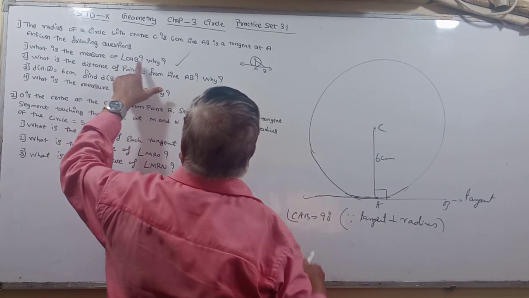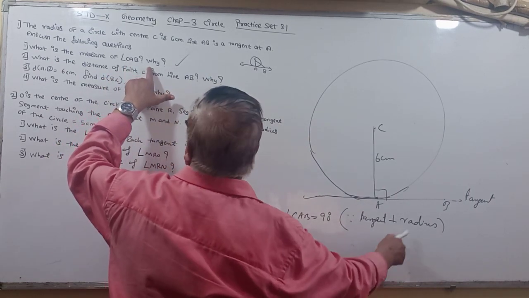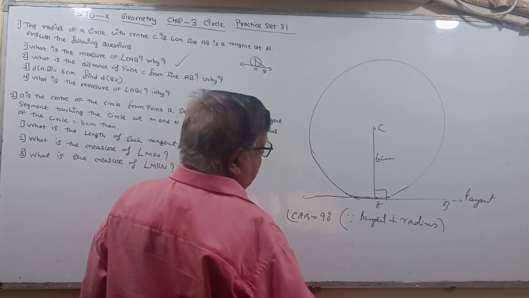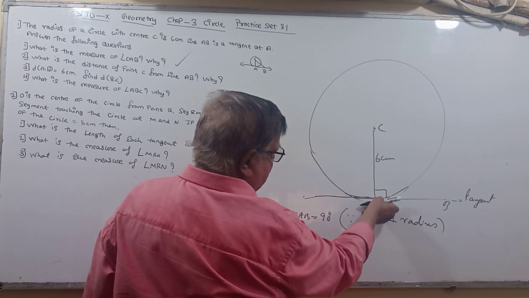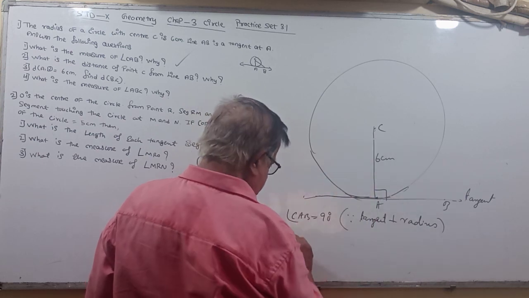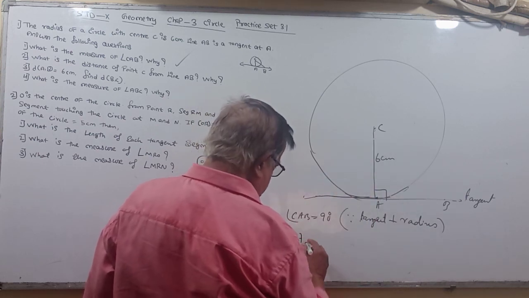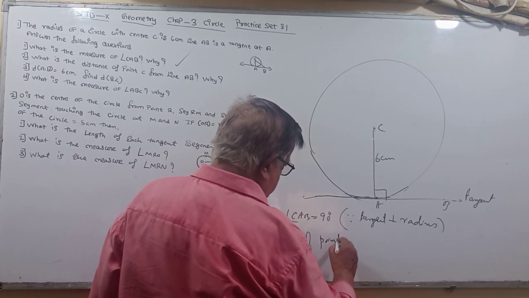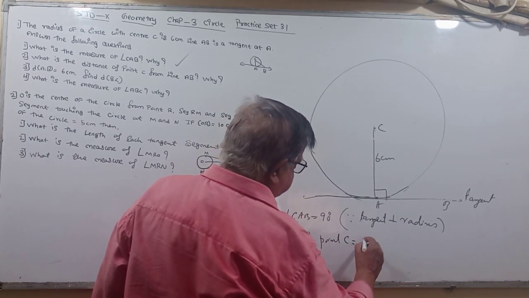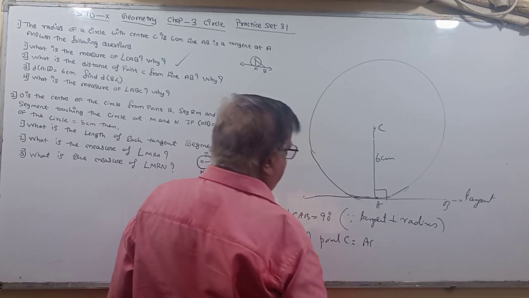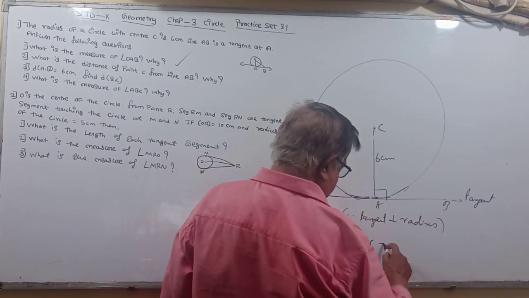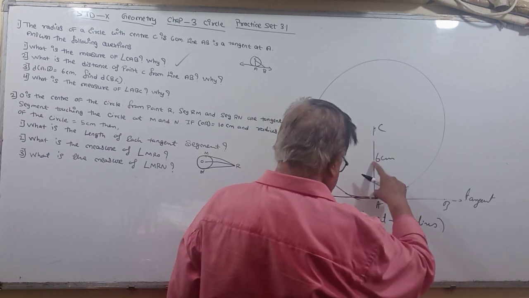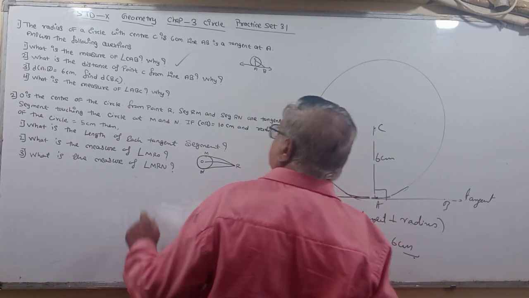Tangent perpendicular to radius. What is the distance of point C from the line? Distance of point C from the line is the perpendicular distance. It is equal to AC, and AC is equal to the radius, which is 6 centimeters.